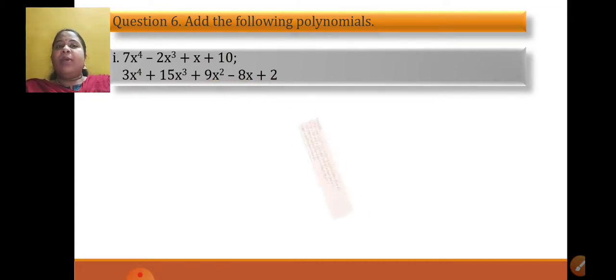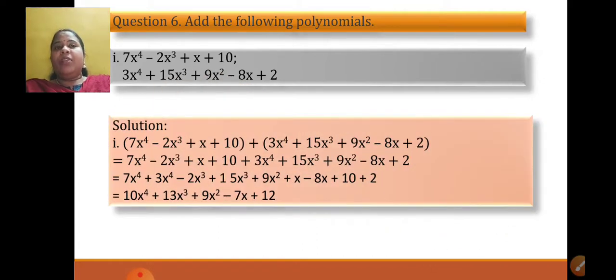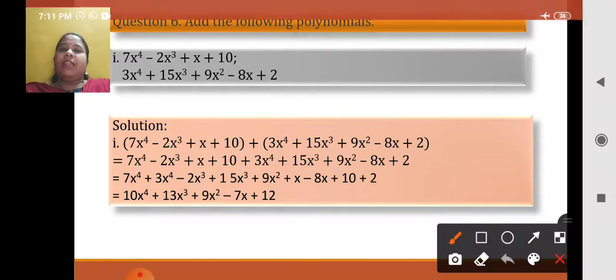And I hope you remember, when we are adding polynomials, we need not change the sign. What we need to do is only collect like terms. So we have written the question as it is. Since it is addition, we are not changing the sign of any number in the second line. We are writing it as it is again.